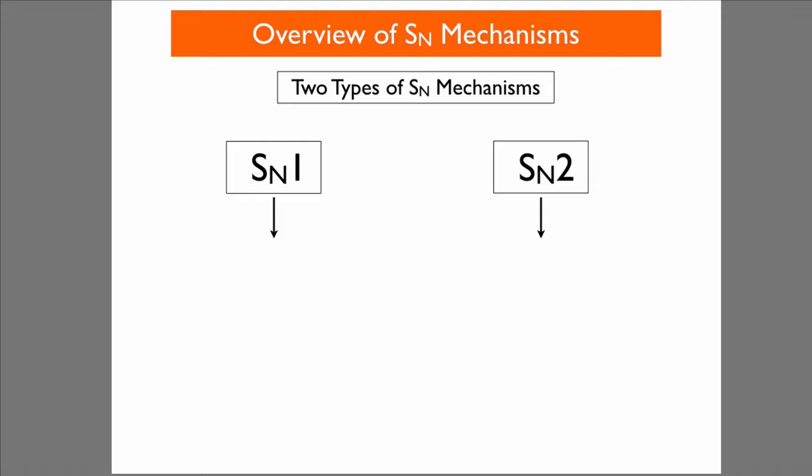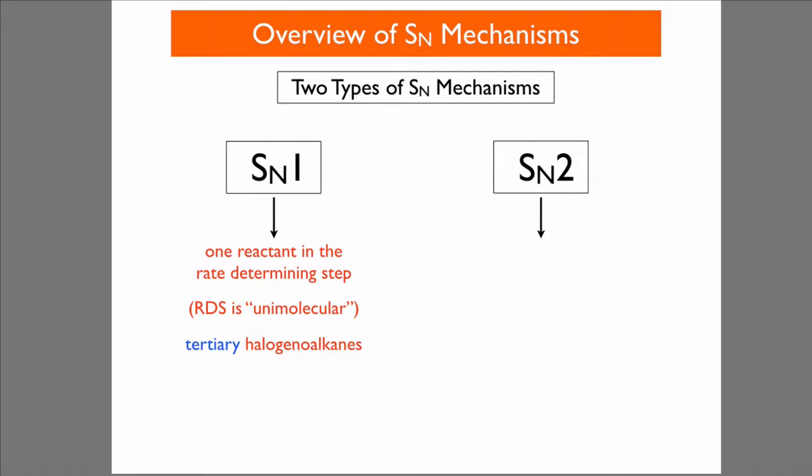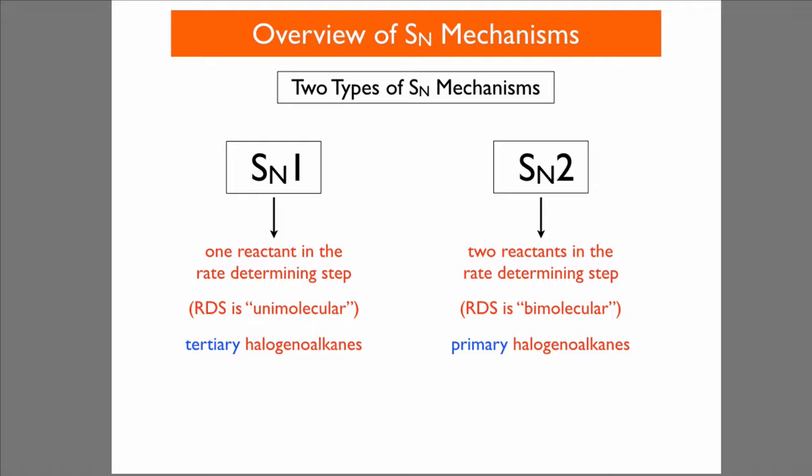So the two types of nucleophilic substitution are SN1 and SN2. That's easy to remember. SN1 has one reactant in the rate determining step. I bet you can guess how many SN2 has. The rate determining step in SN1 is unimolecular, and it occurs in tertiary halogenoalkanes. SN2 obviously has two reactants, like I'm sure you did guess, and it's bimolecular. The rate determining step is bimolecular, and you'll see this in primary halogenoalkanes. The rate determining step is step 1 in both of the mechanisms.